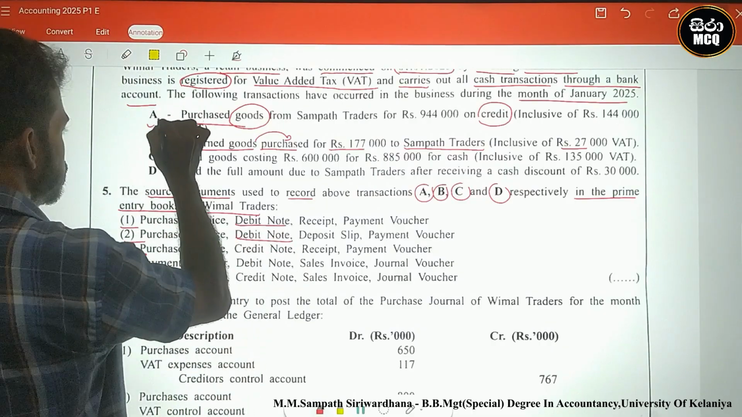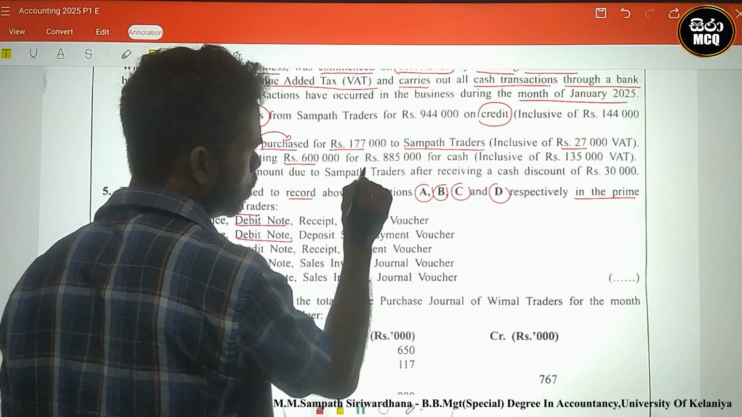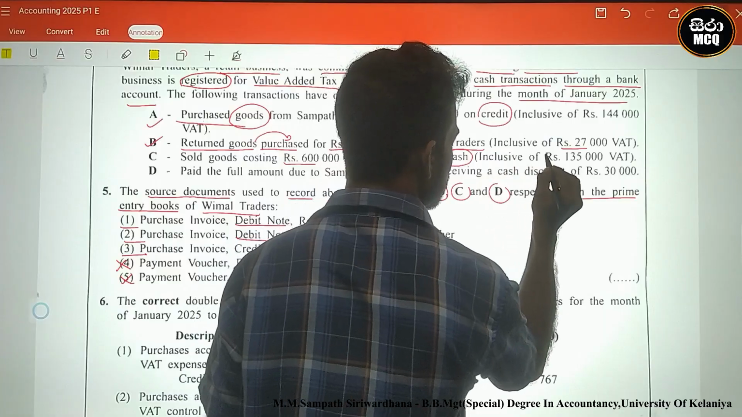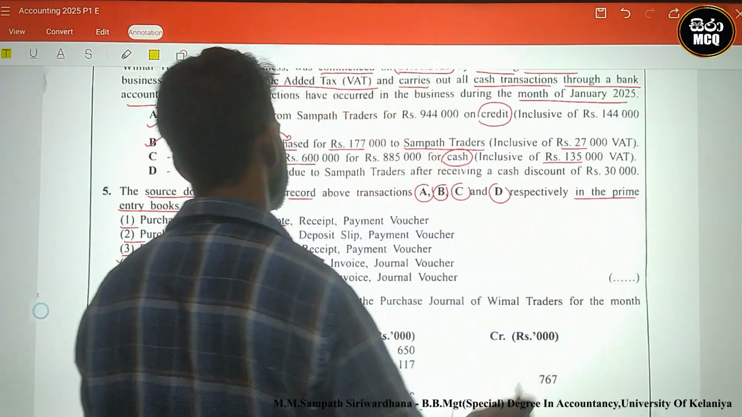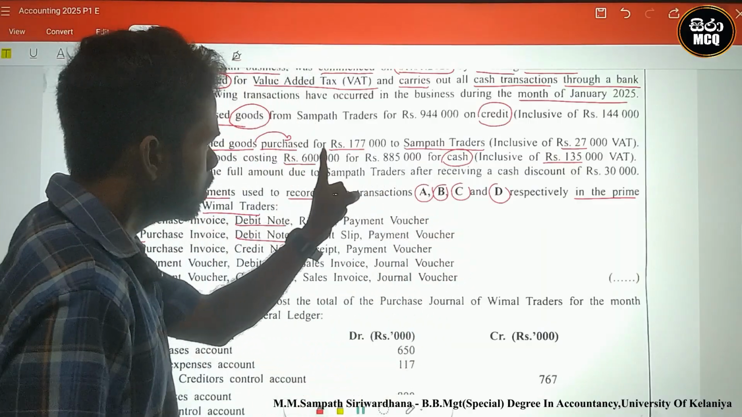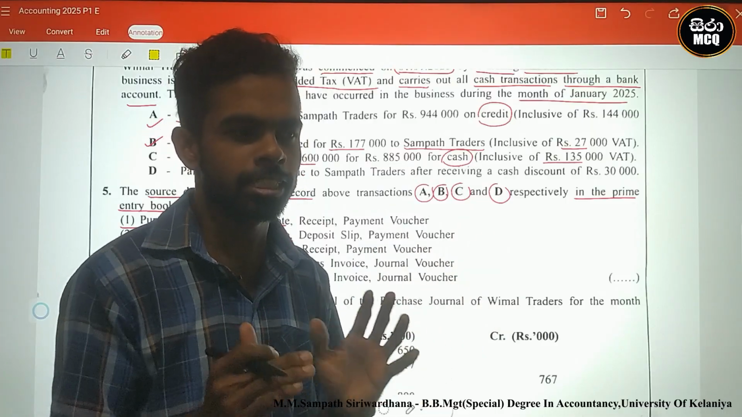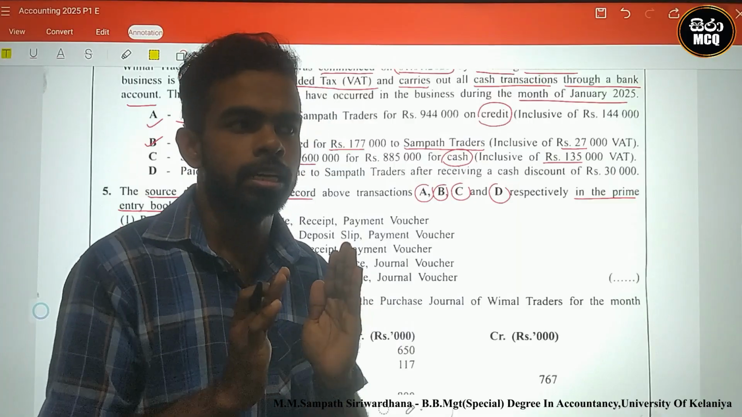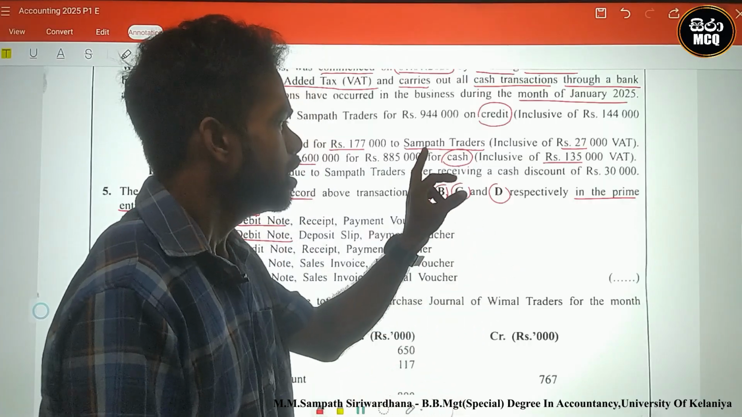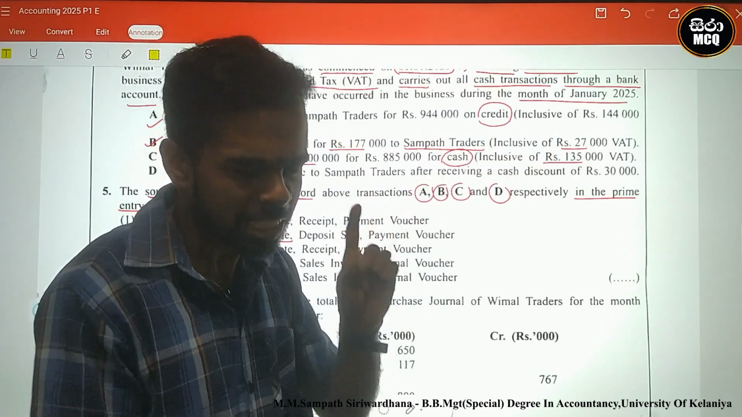Look here. A okay, B okay, C. Sold goods costing 600,000 for 885,000 for cash, inclusive of 135 VAT. Look here. For cash sales, what is the prime entry book? Cash received journal. What is the source document? Source document means cash, receiving cash. Cash received.